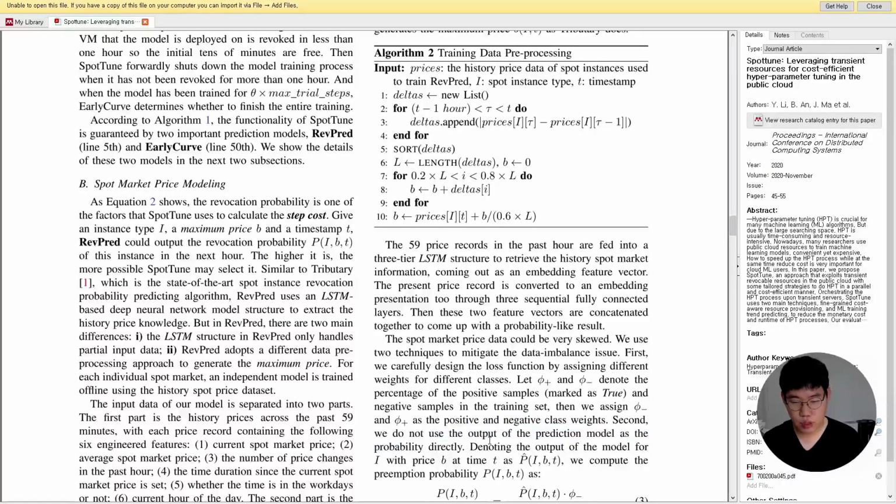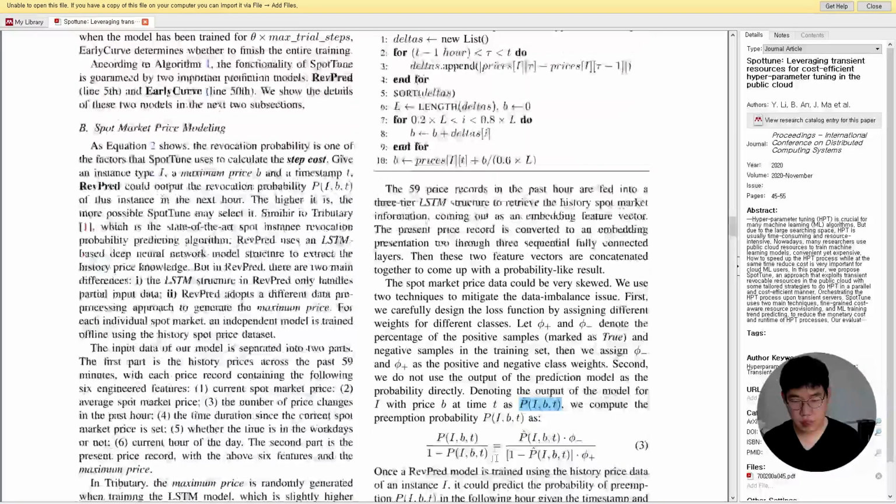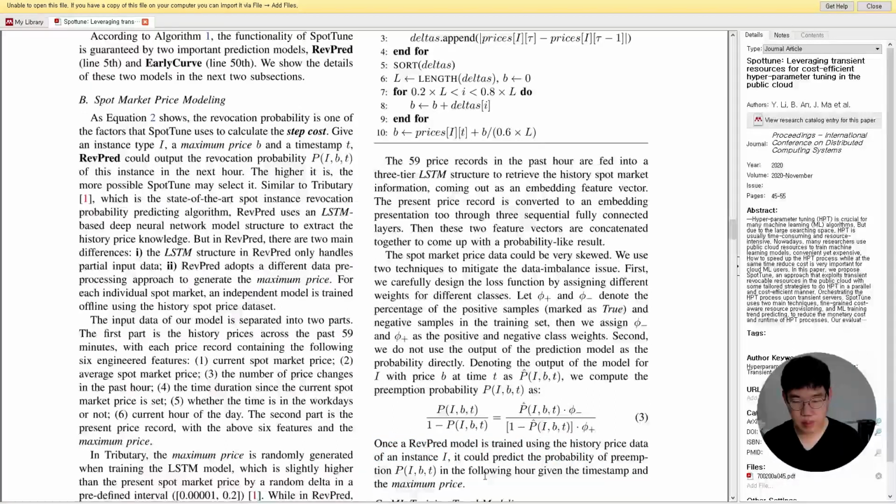Second, we do not use the output of the prediction model as the probability directly, denoting the output of the model for instance i with price b at time t as p_ibt. We compute the preemption probability of i, b, t once the live-pred model is trained using the historical price data of instance i. It could predict the probability of preemption of i, b, t in the following hour given the timestamp and the maximum price.